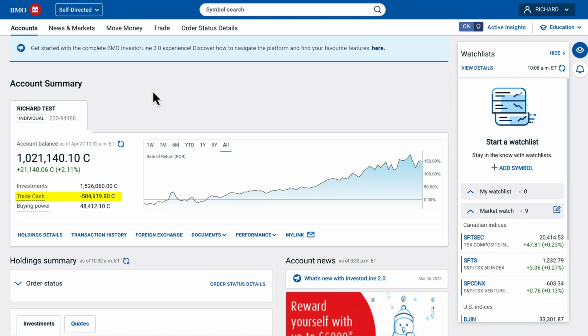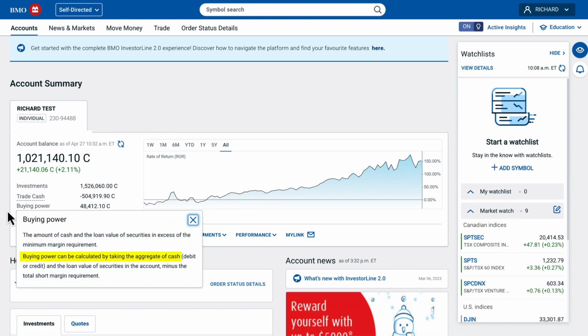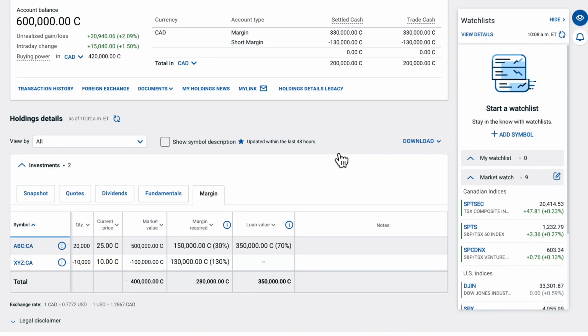Trade cash is the cash balance of your account after accounting for trades that have been filled, whether they have been settled or not. So where does the buying power number come from? Buying power is calculated by taking the trade cash for your account, either a negative cash balance or a positive cash balance, adding the total loan value of the securities in your account, and then subtracting the margin requirement for any short positions. Let's give an example to make this clear.